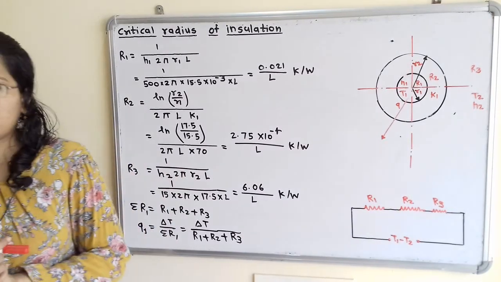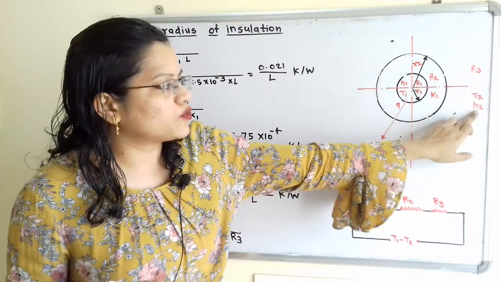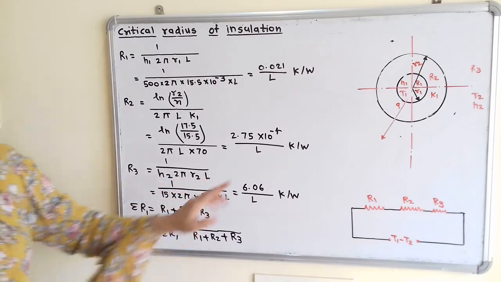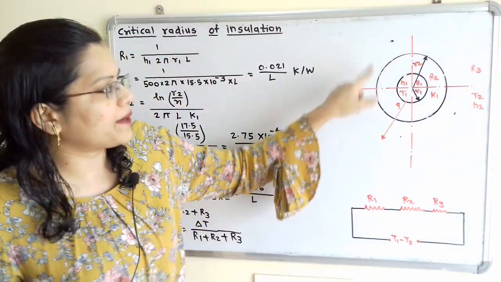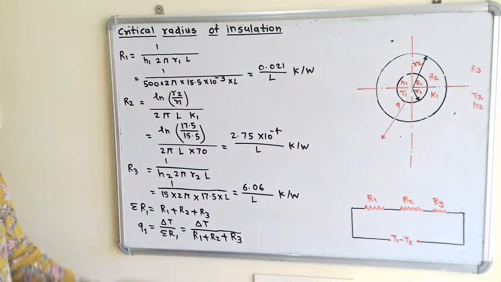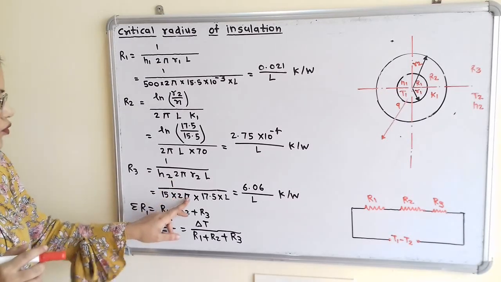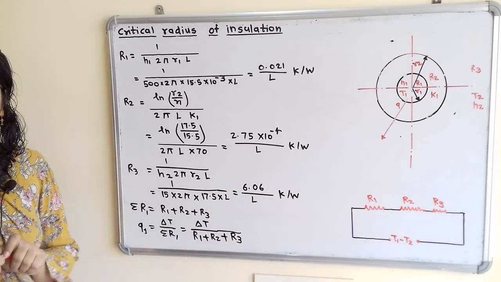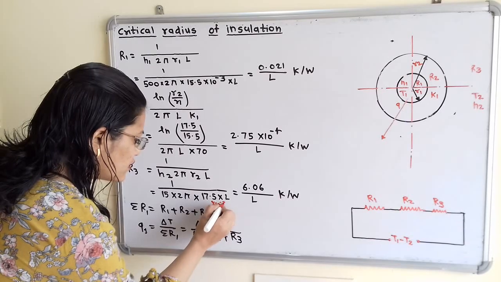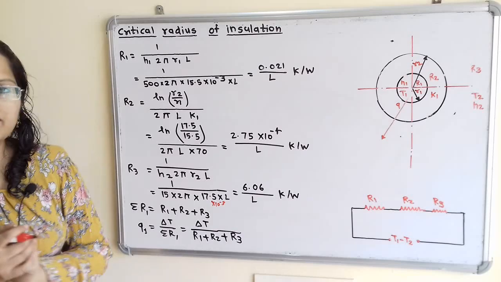Now we will move to R3. R3 is for the convection process with H2. So 1 divided by H2 2 pi R2 L. Now this outside surface of the pipe is in contact with air, and has radius R2. So we have to take 1 divided by 15 into 2 pi into 17.5. This is also in millimeters, so we have to convert it into meters: 17.5 into 10 raised to minus 3 into L. So the answer is 6.06 by L Kelvin per watt.